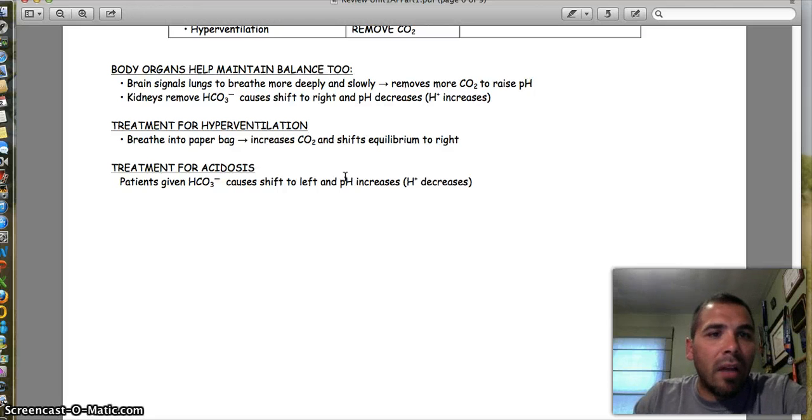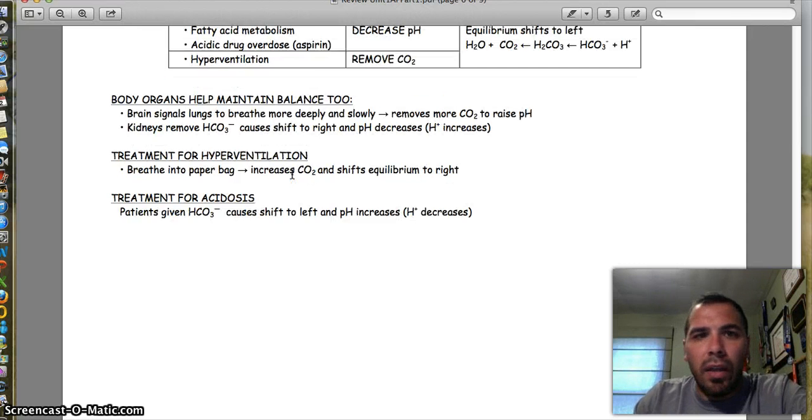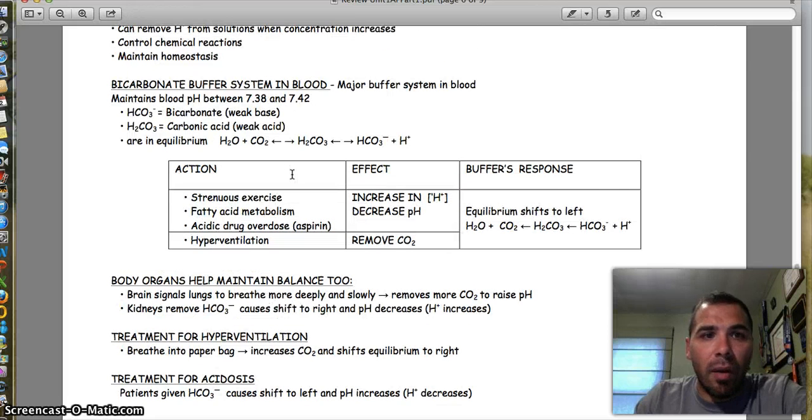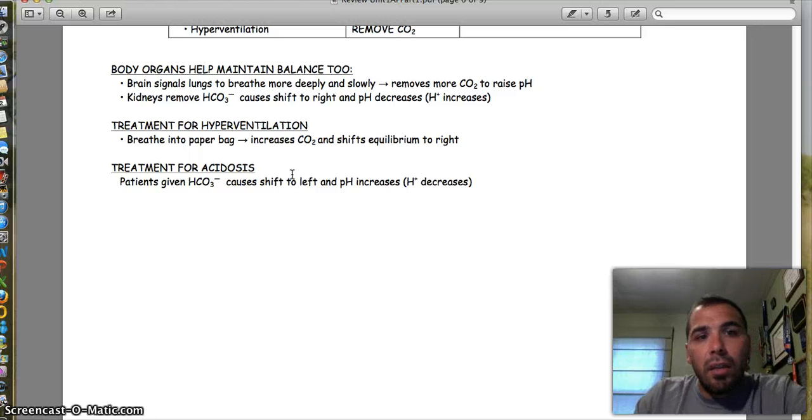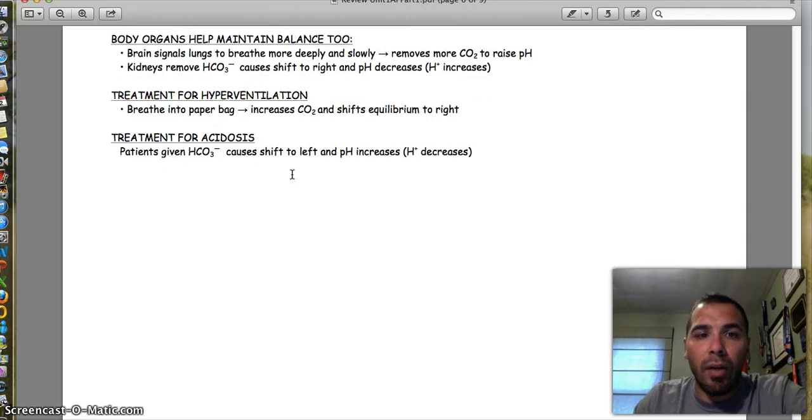Body organs help maintain balance too. The brain signals the lungs to breathe more deeply and slowly, removing CO2 to raise pH. Kidneys remove the HCO3. If we go back up here, just so you remember, HCO3 is bicarbonate, which causes a shift to the right. If someone's hyperventilating, they breathe into a paper bag because it increases CO2 and shifts the equilibrium to the right. And treatment for acidosis, the patient is given bicarbonate. You need to know this, bicarbonate.